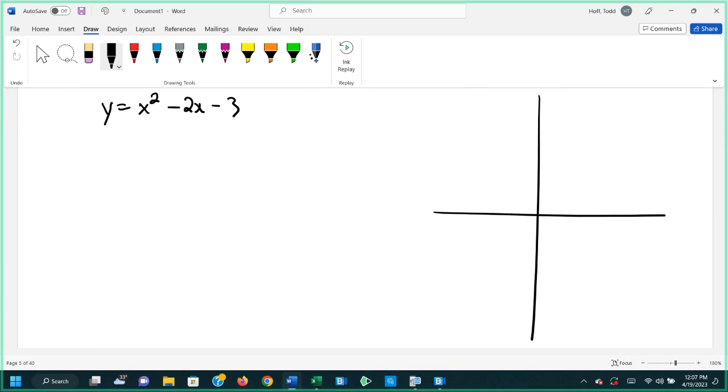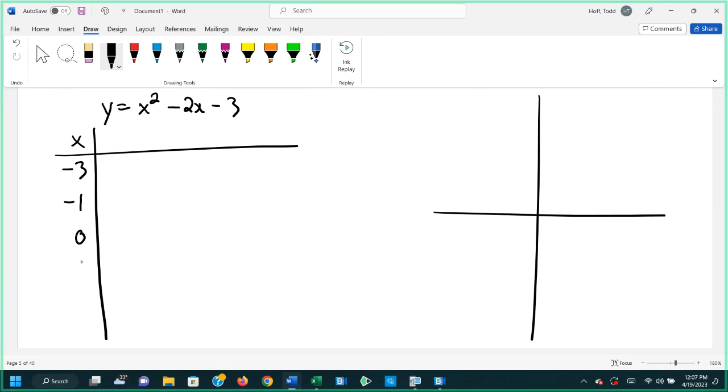Now, before I label my graph, let's go ahead and do the table here, just to see what I need my values to be. I'm going to do x is negative 3, negative 1, 0, 1, and 3 again. So when x is negative 3, y is negative 3 squared minus 2 times negative 3 minus 3. Well, negative 3 squared is 9. Negative 2 times negative 3 is a positive 6, minus 3. 9 plus 6 is 15, minus 3 is 12.